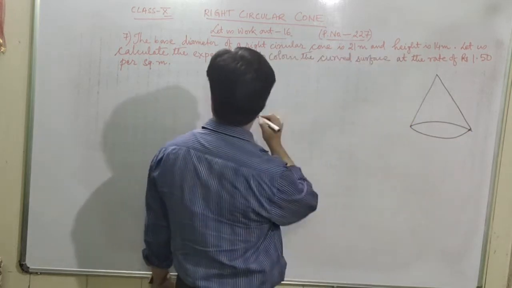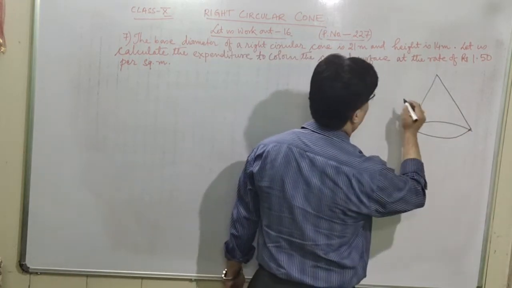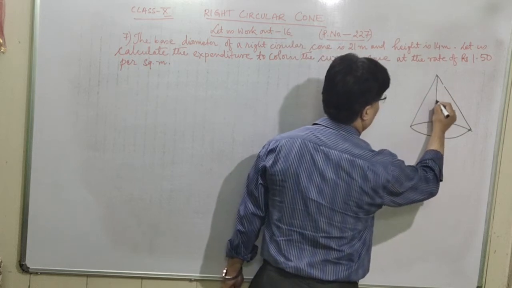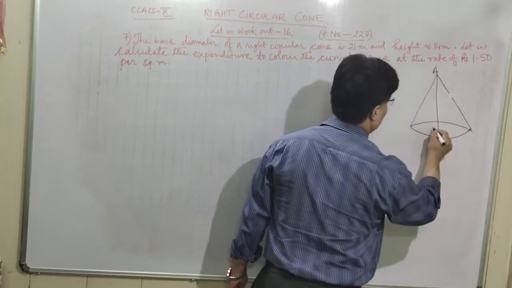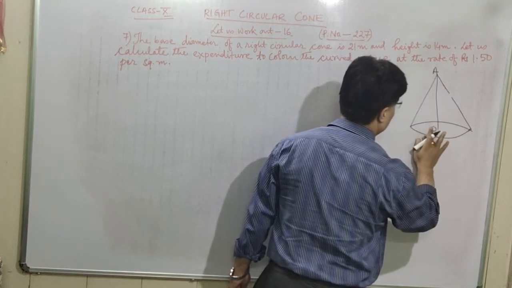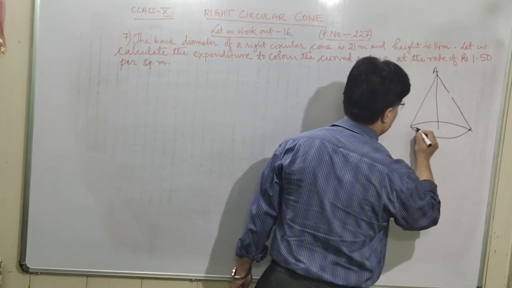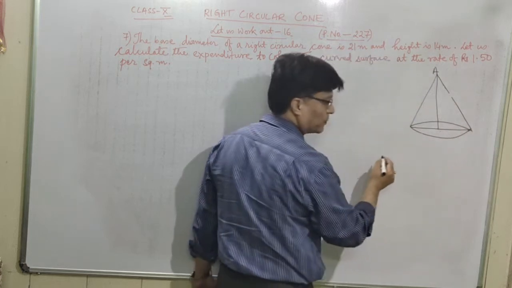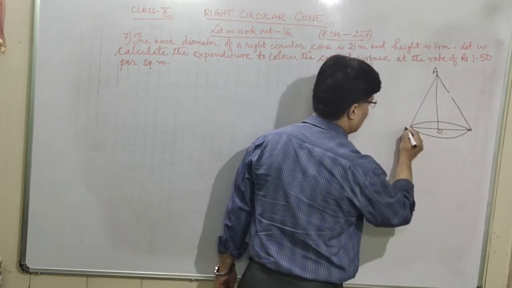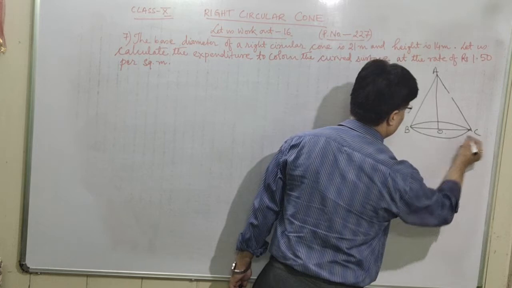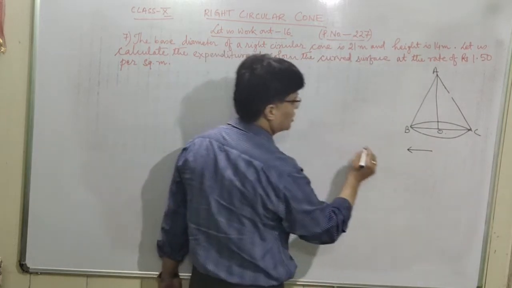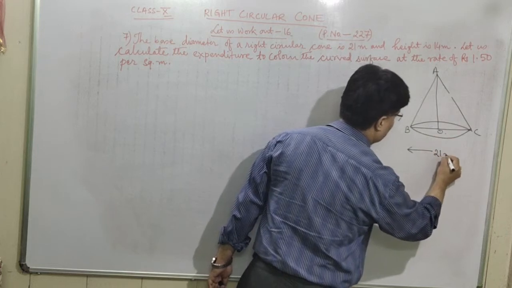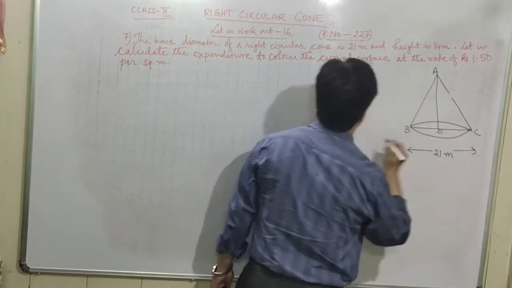So what is given here? The base diameter of the right circular cone is given and the height is also given. So the height is this one. AO is the height, right? And this is the base diameter. This AO is the height. This BC is the base diameter. What is the diameter of the cone? The base diameter of the right circular cone is 21 meter.